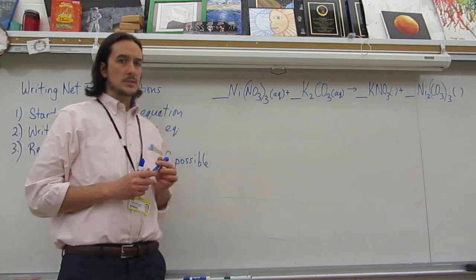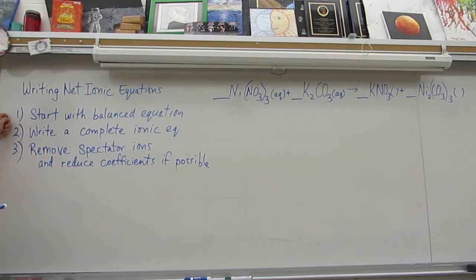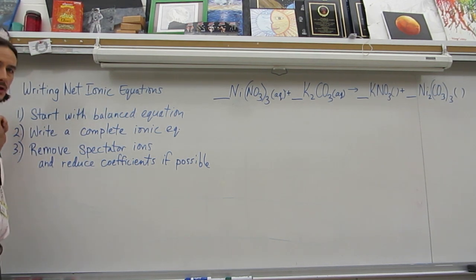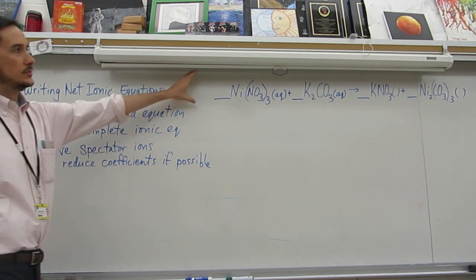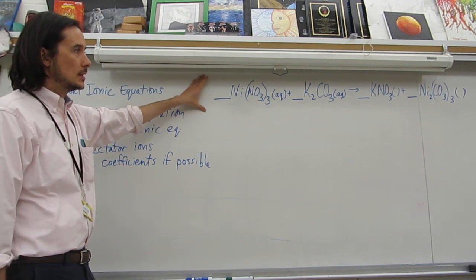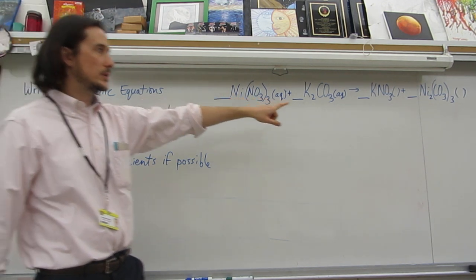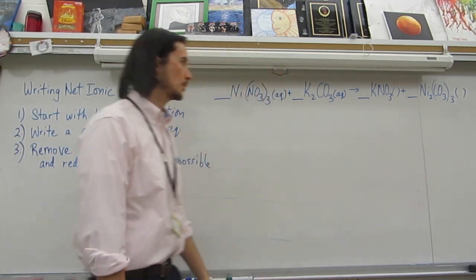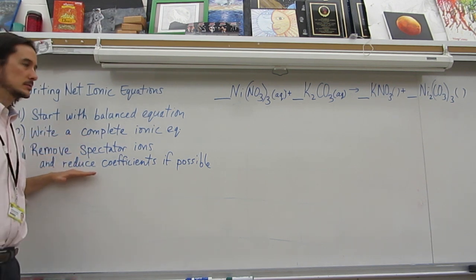So here we're going to practice writing net ionic equations. Just 3 steps. It's kind of a long way, but once you know this, it's easy. Number 1, start with a balanced equation. I have an example equation, but it's not balanced yet, and I didn't fill in the states of matter on the product side yet. So we're going to start with a balanced equation, then write a complete ionic equation, then remove spectator ions. So that's it.